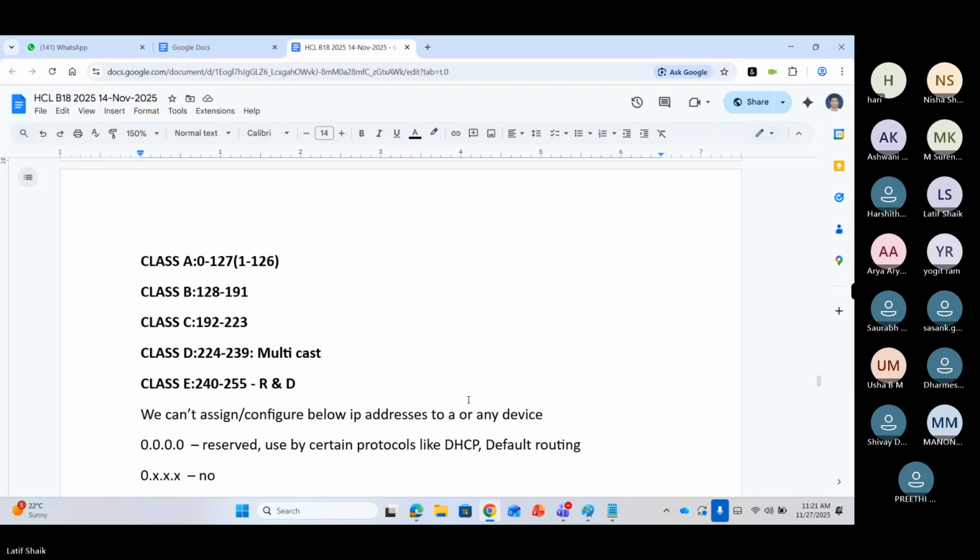127.0.0.1 is used as the loopback address, for self-testing purposes. Other than that, 1 to 126, 128 to 191, and 192 to 223 are all ranges where we can assign IP addresses. But within these, there are private IP addresses and public communication IP addresses also.